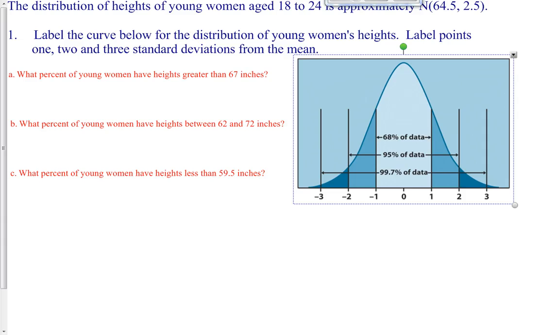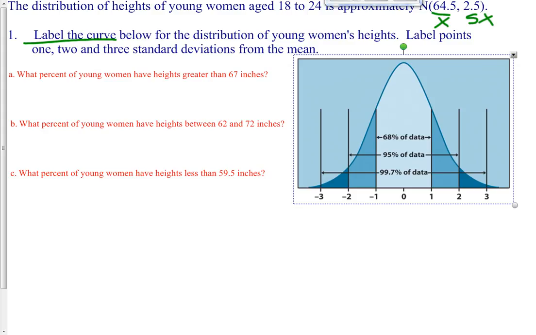Here we have the distribution of heights of young women ages 18 to 24. It's approximately normal. This N right here means it's normal, so it's a symmetrical bell-shaped curve. This 64.5, that's the mean, and the 2.5 is the standard deviation. Okay, so if you ever see it written in that notation, know that the first number is the mean, the second number is the standard deviation. So we're going to label the bell curve below, and then we're going to label the points that are 1, 2, and 3 standard deviations away from the mean.